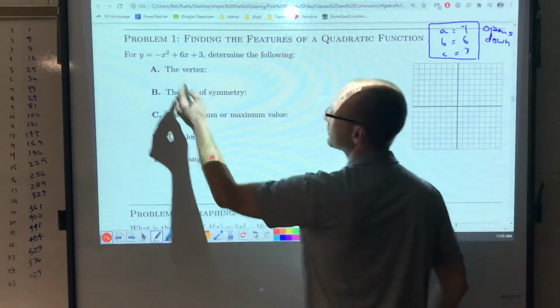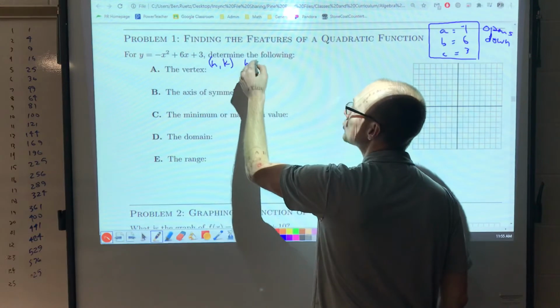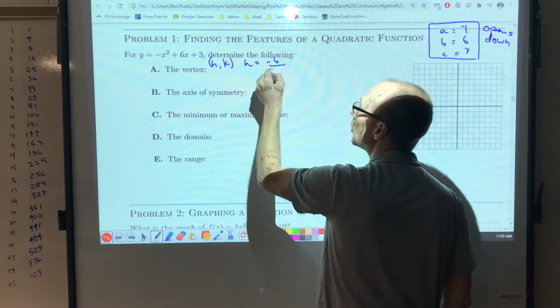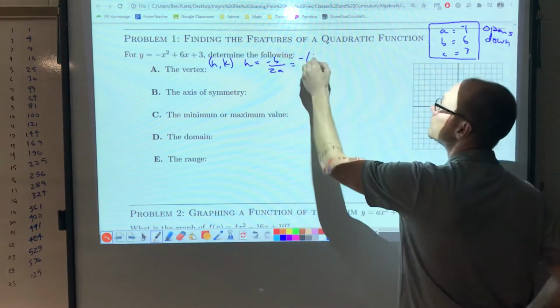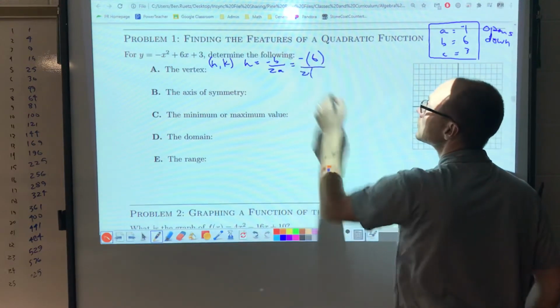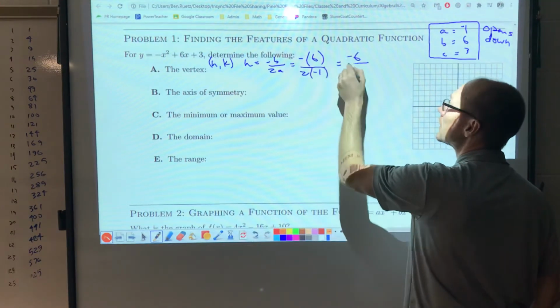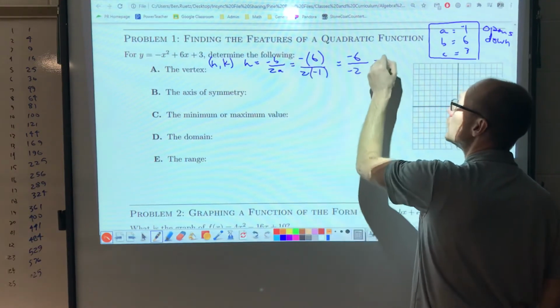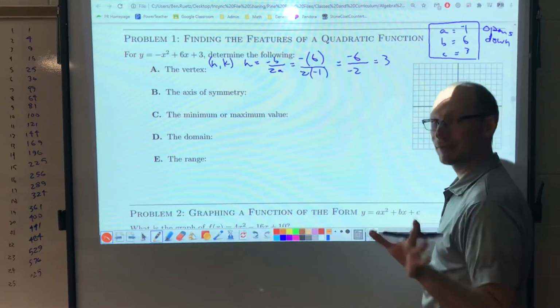So the vertex is h, k, and the h is opposite b over 2a. Opposite b, b is 6. 2a, a is -1, so I've got -6 over -2, which is a +3. Great, so h equals 3. I'm halfway to my vertex.